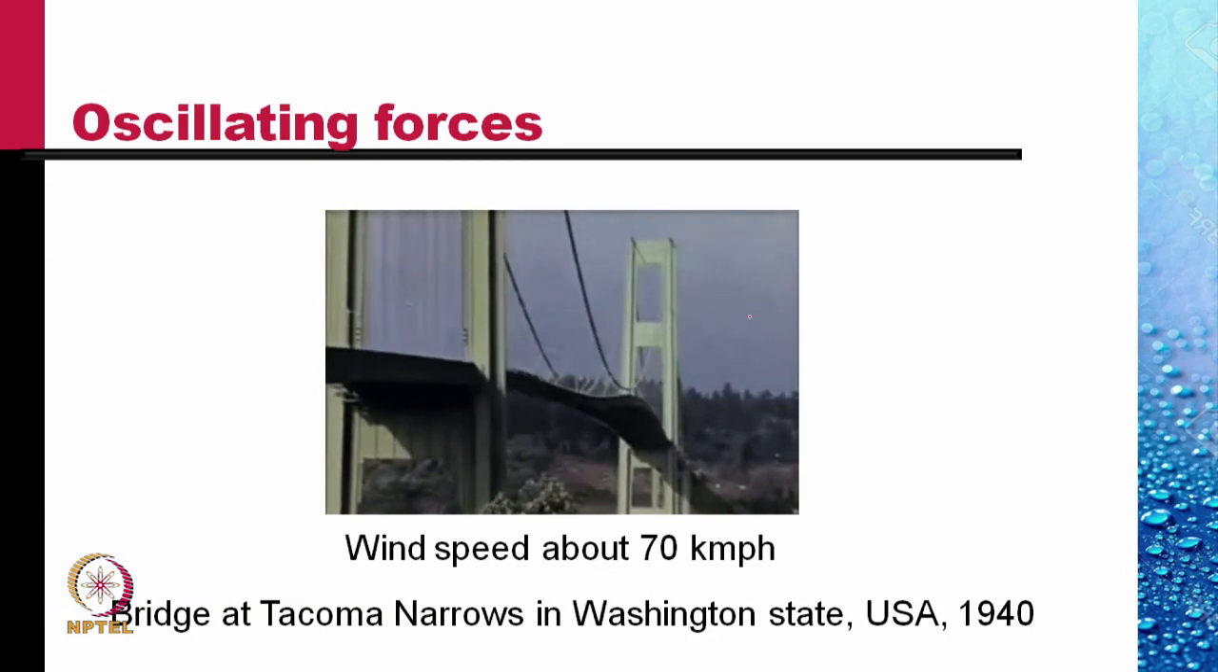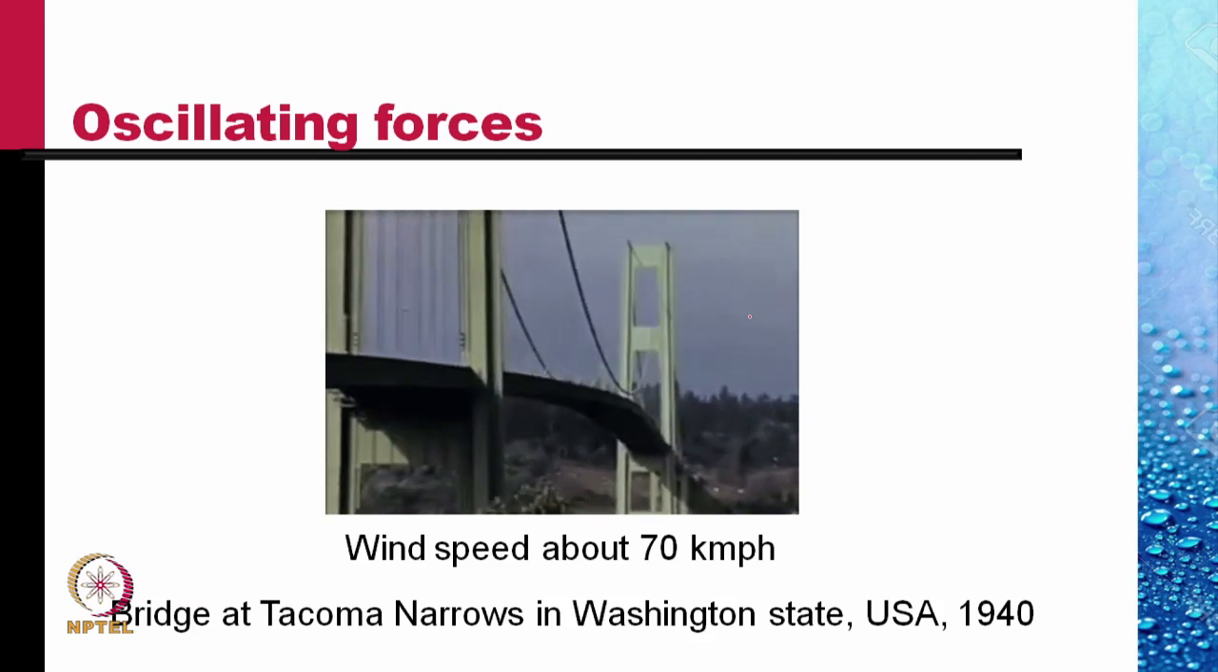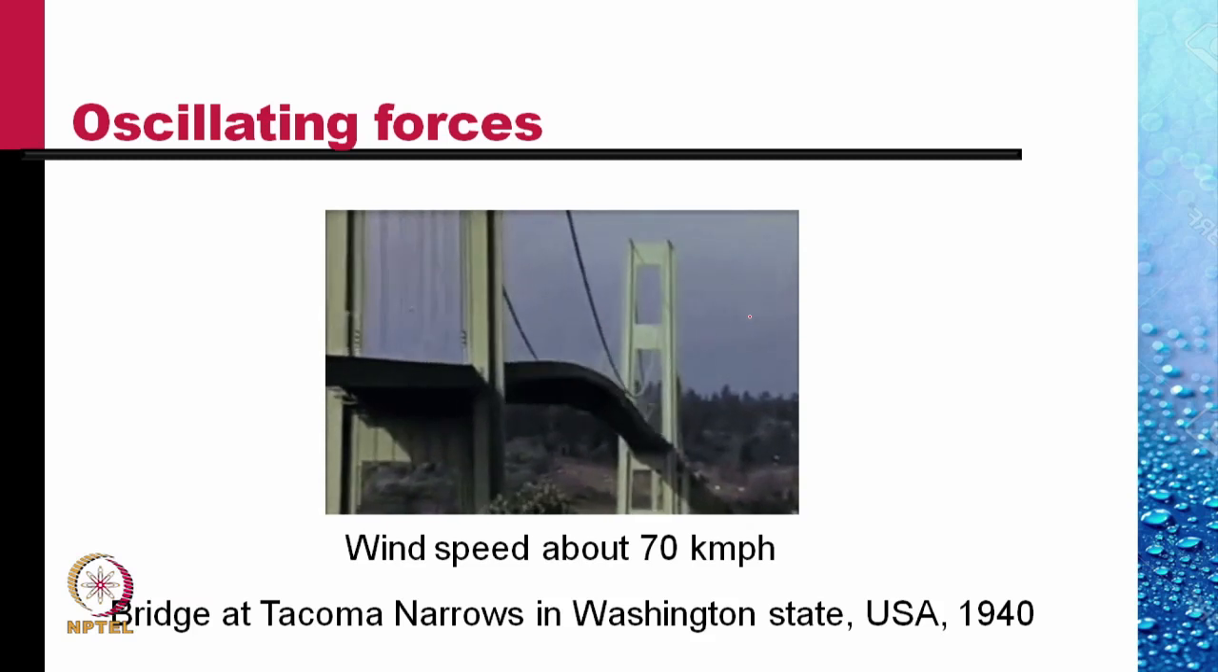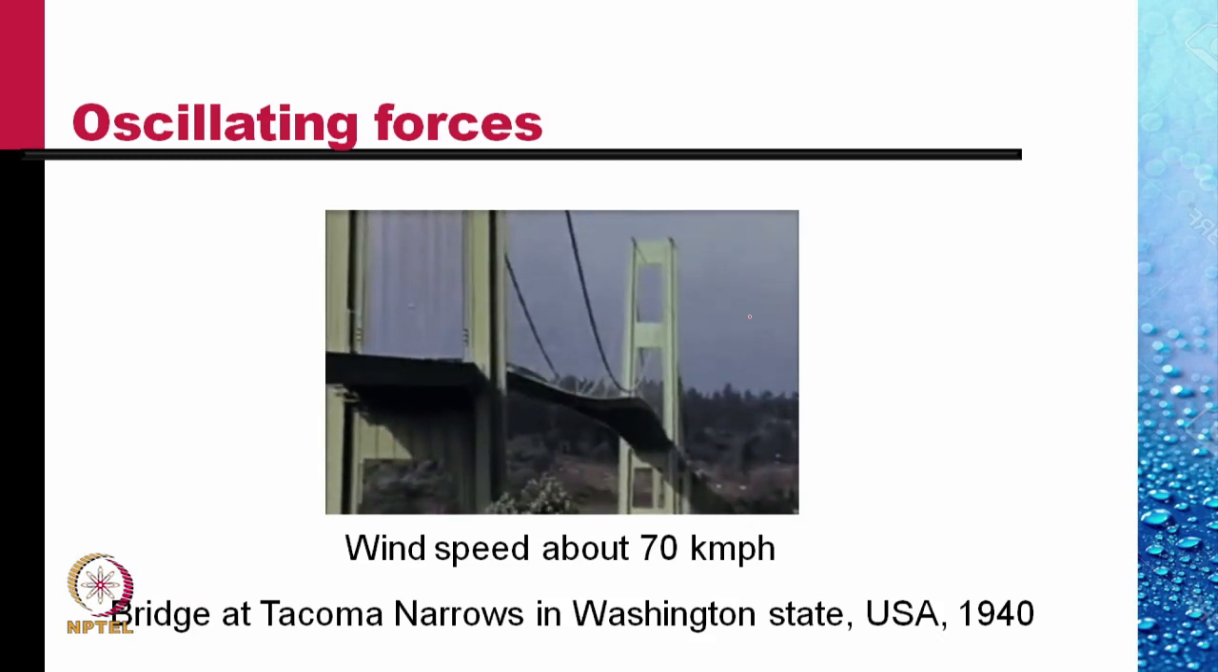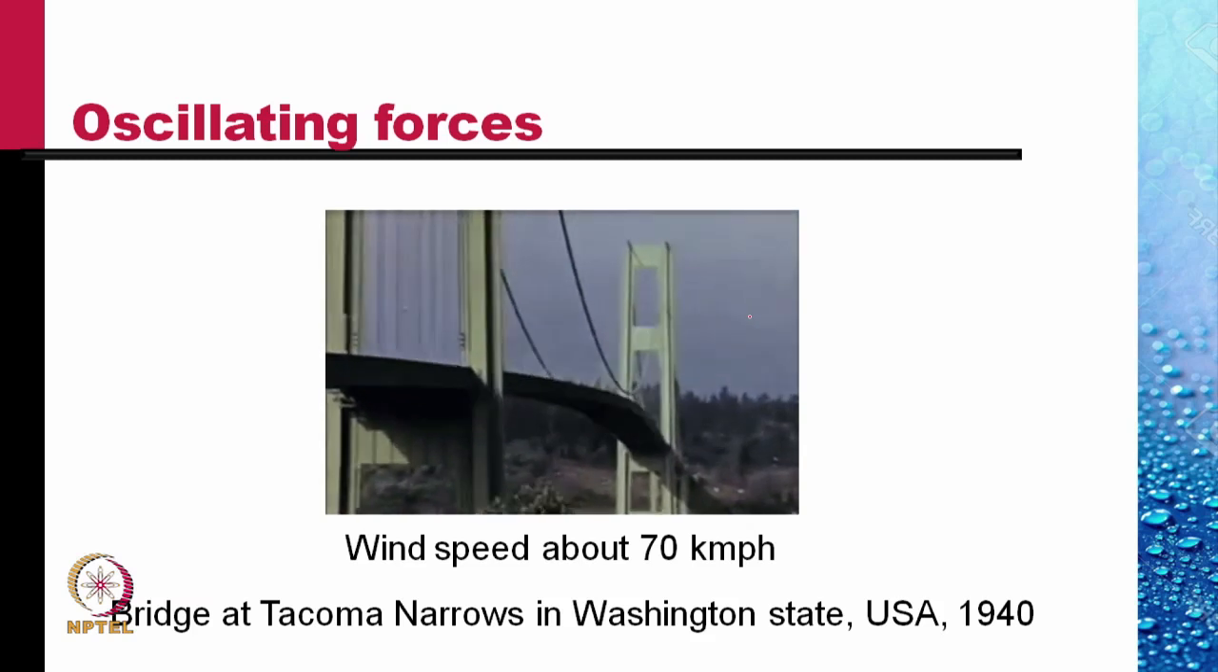One of the most interesting things is that we can get oscillating forces even when the winds are steady. Perhaps one of the most famous examples is what happened to a bridge at Tacoma Narrows in Washington state of USA in 1940. This is an actual picture from that. When the bridge was relatively new, only a few months old, there was a windstorm at a very moderate speed of 70 kilometers per hour.